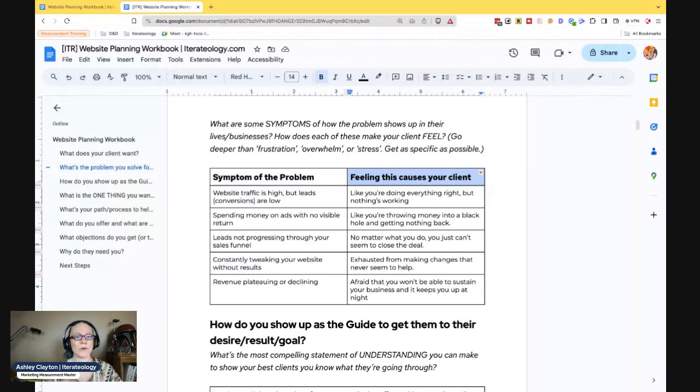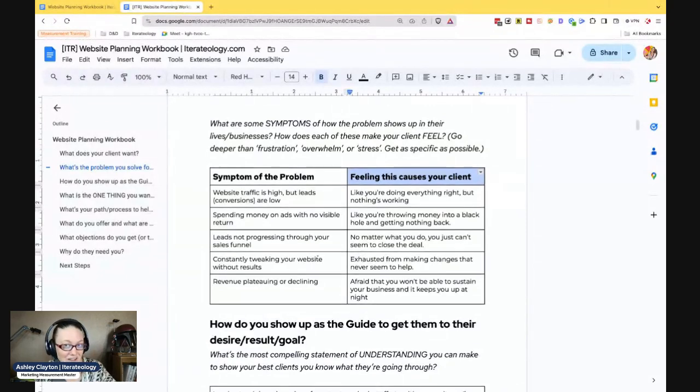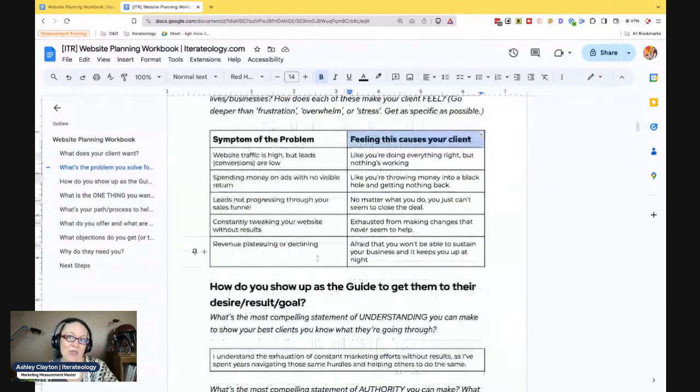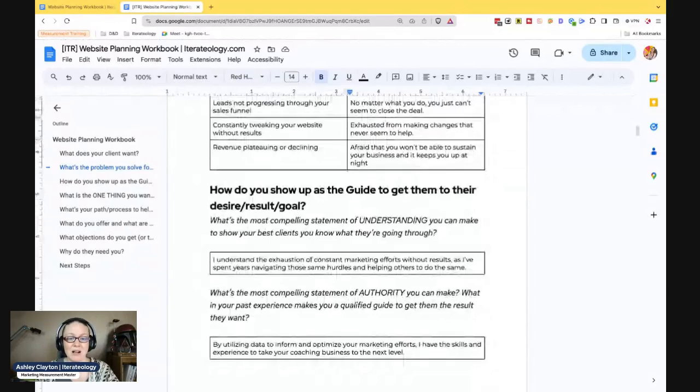So if you don't have any other word for that other than frustration, overwhelmed, or stress, really make it specific as to what that is, because the better you can paint the picture, the more vivid, the more clearly you communicate that you do know them. And so they'll lean in a little bit more to listen to what the rest of your website has to say.